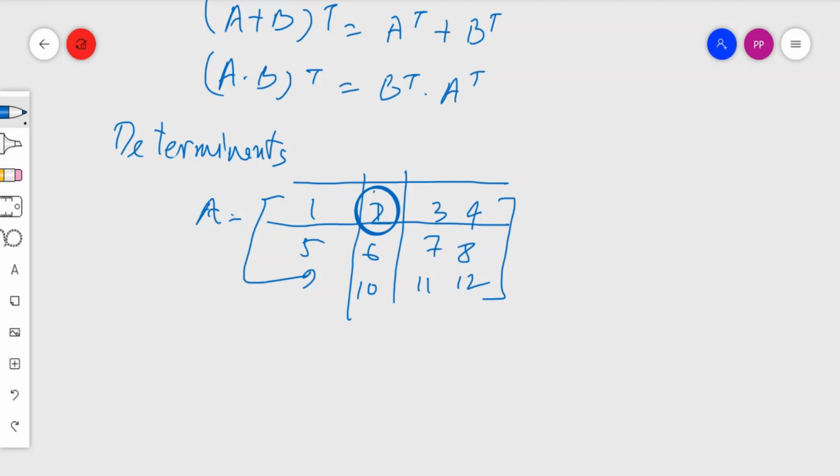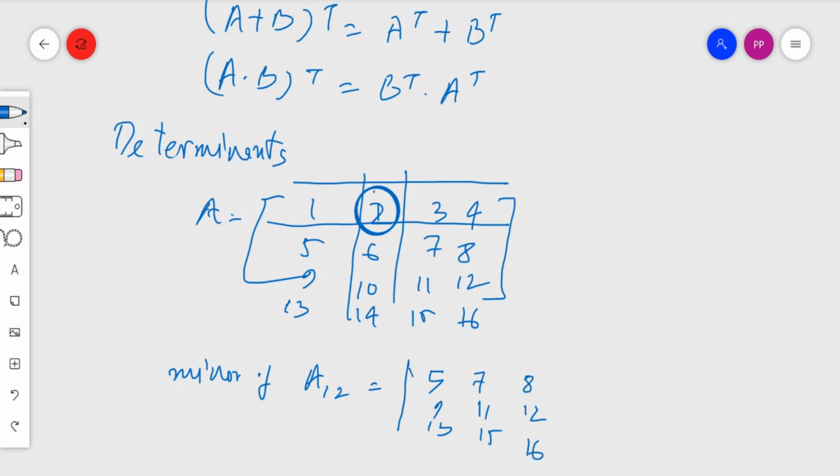We need to take the determinant for square matrices only. So here I make it 13 14 15 16. Once I remove the row and column, the minor of the first row, second column element is equal to the determinant found from 5 9 13, 7 11 15, 8 12 16.